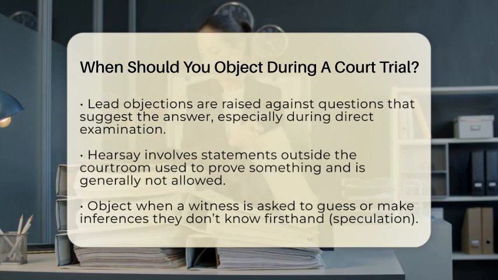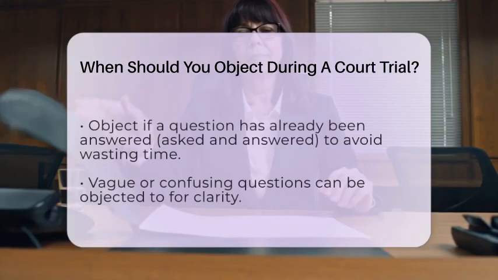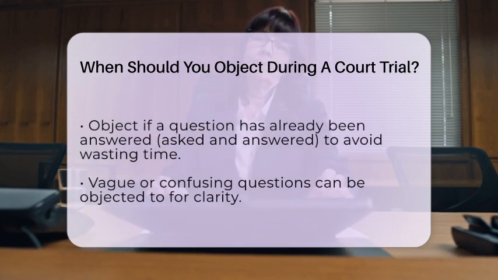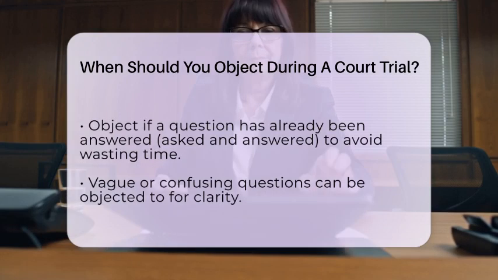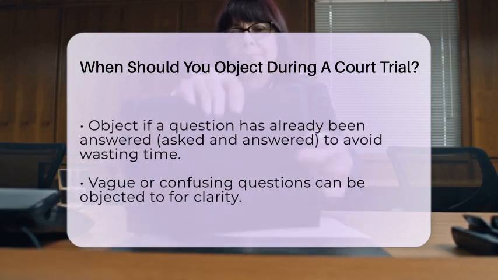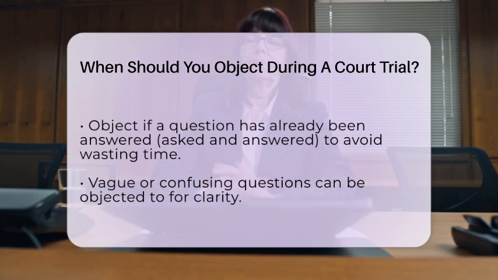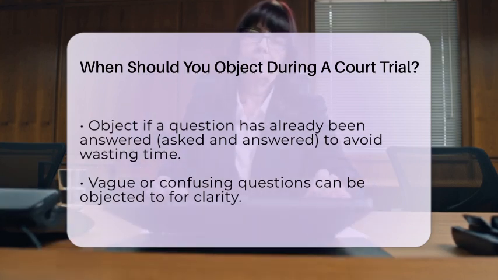If a witness is asked to guess or make an inference about something they don't know directly, that's called speculation. You can object because witnesses should only testify about what they personally observed or know. Sometimes, questions are asked again after they've already been answered. This is called asked and answered, and it can be objected to prevent wasting time or confusing the jury.